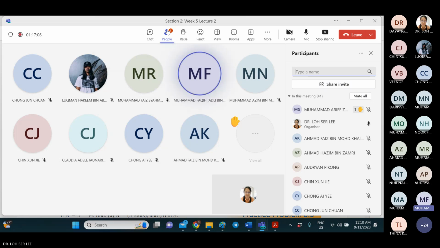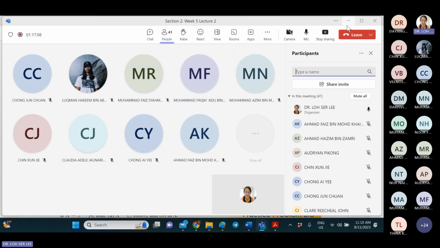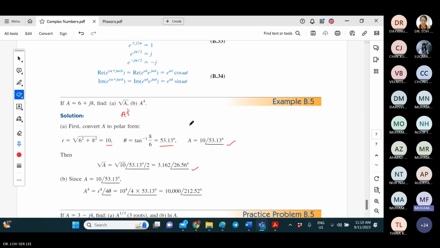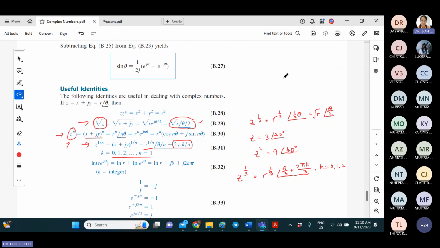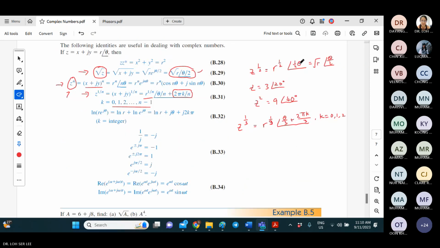Multiply or divide, madam? Multiply, but that one is divided, because this is 1 over 2. When you multiply by 1 over 2, that means divide by 2, right? Yes, but the answer is divided by 2. You mean this one, right? Yes. If you look at the formula here, theta times the power, which is 1 over 2.